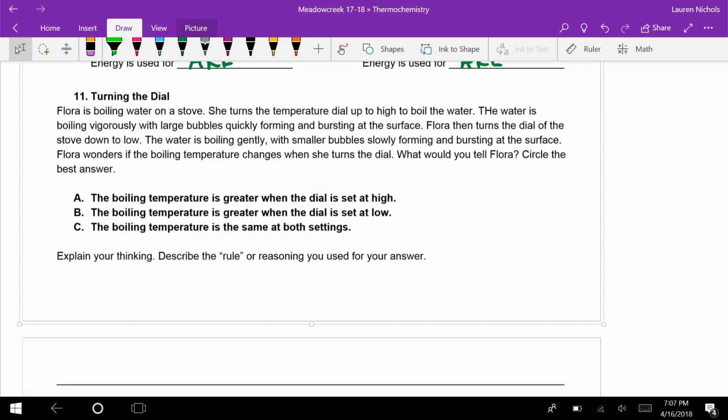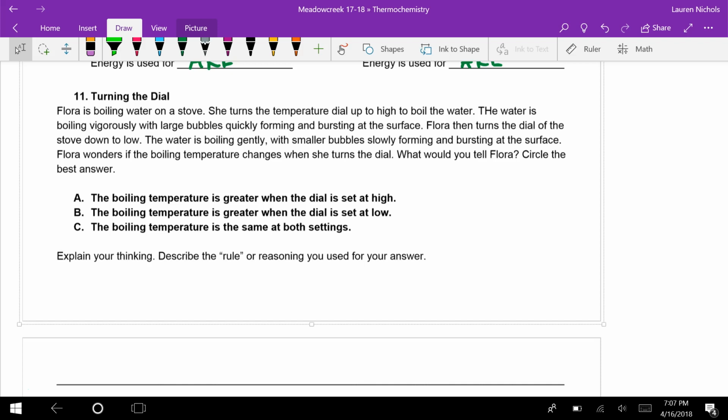Yeah, so the next section in your notes was for homework, and then we went over it in class. So it says Flora is boiling water on a stove. She turns the temperature dial up to high to boil the water. The water is boiling vigorously with large bubbles quickly forming and bursting at the surface.